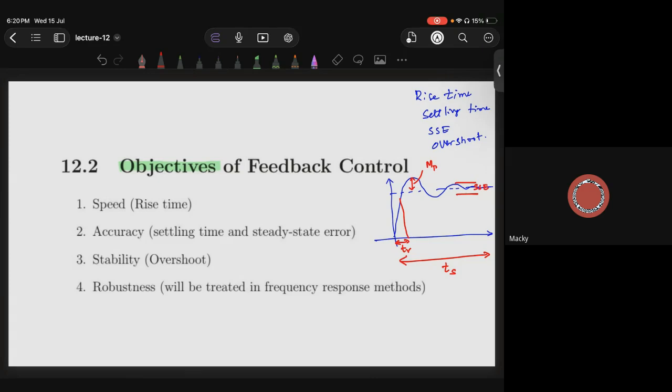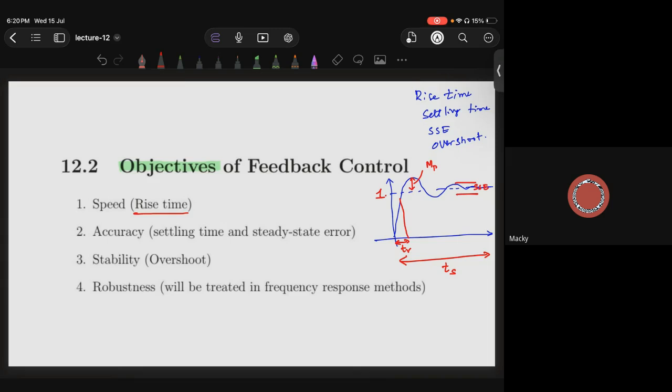Am I correct? Any doubts in that? So this is our reference point, let's say 1. Okay. So basically, what are the objectives? Why did we want to go for feedback control or closed loop system? These are the objectives. We want our system to reach this reference value of 1 very fast. That means we want to reduce our rise time. Is that clear? That is first.